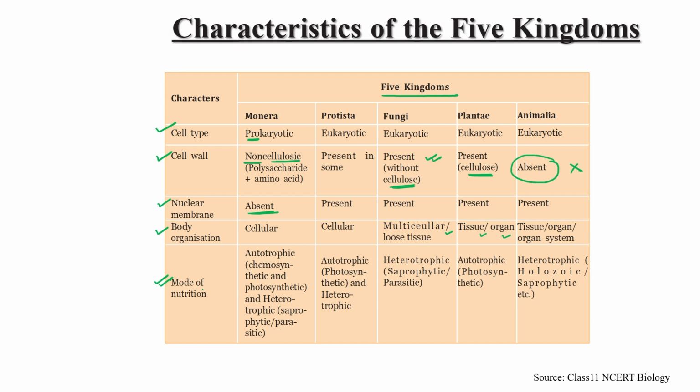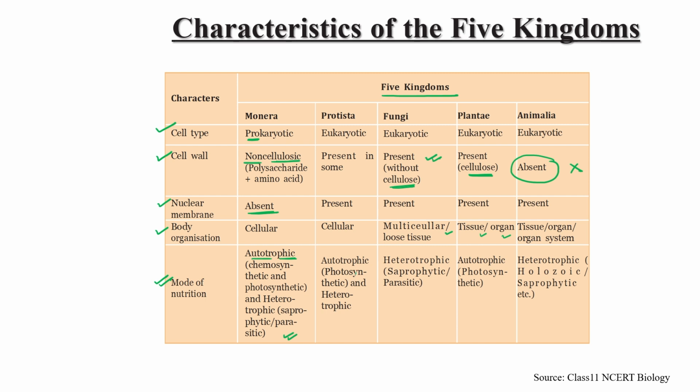And the last character present in this table is mode of nutrition. So in Monera, the organisms under this particular kingdom are autotrophic, means they are able to prepare their food by themselves only. Okay, so chemosynthetic or photosynthetic, or heterotrophic, saprophytic or parasitic, but they can synthesize their food by themselves only.